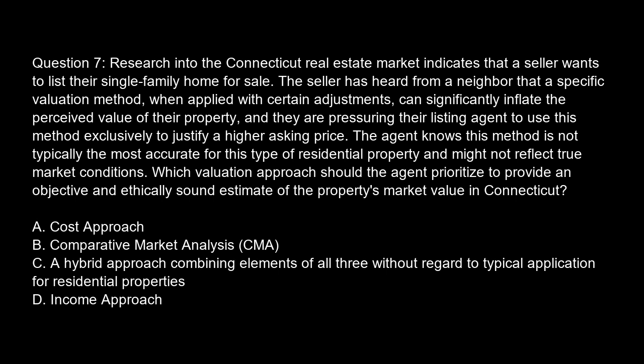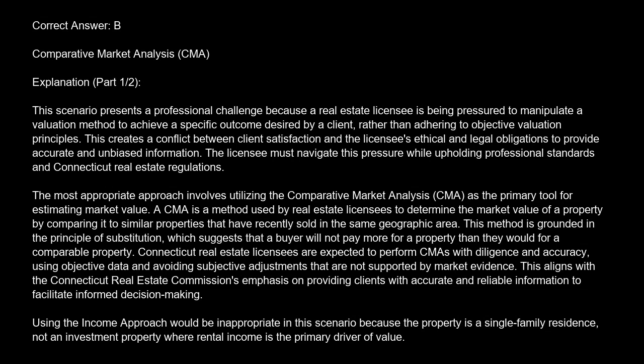Option A, cost approach. Option B, comparative market analysis, CMA. Option C, a hybrid approach combining elements of all three without regard to typical application for residential properties. Option D, income approach. The correct answer is B. Comparative Market Analysis, CMA. Explanation.